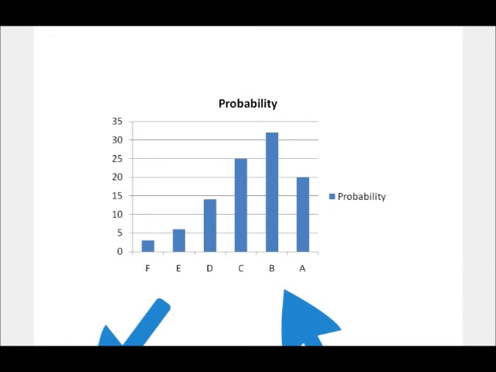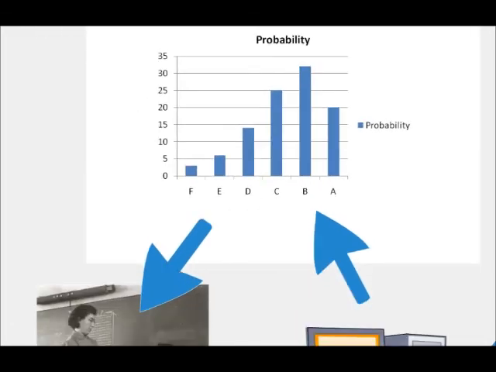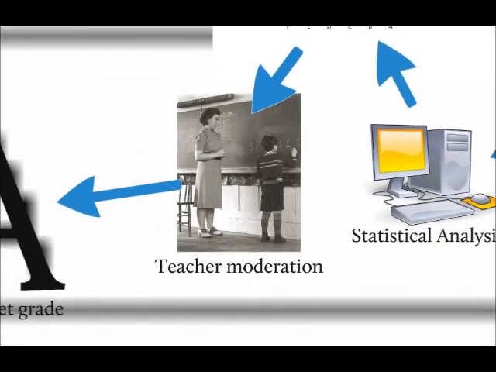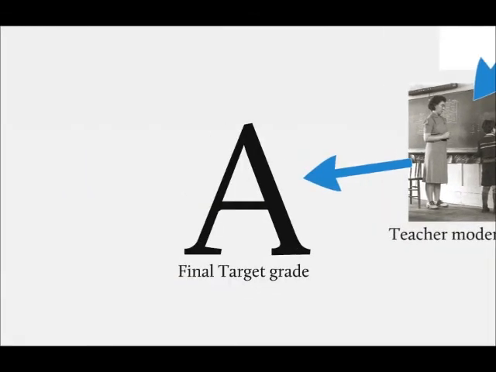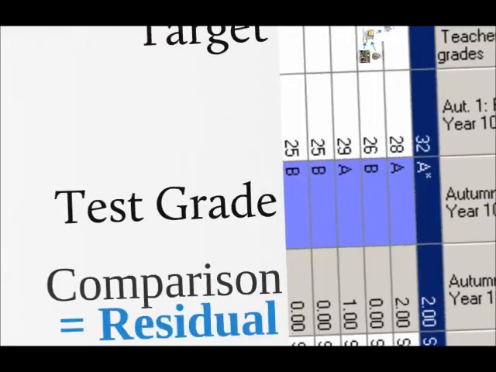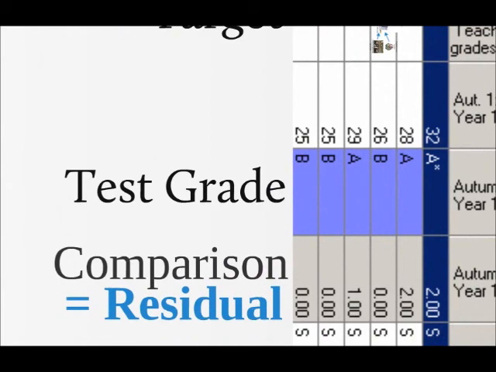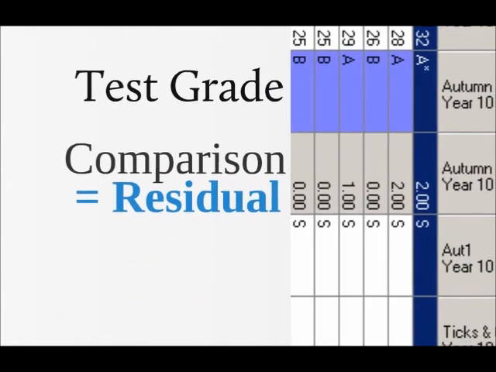have done. Now, seeing what the probabilities of getting these grades are, the teacher should use their professional judgment to pick a grade that will be aspirational for that student, will stretch them a bit, but will be attainable. Finally, that is the target grade that they've selected that the student should be judged against. Now, the test grade is then input compared against the target grade, and we come up with the comparison, or what we call a residual.